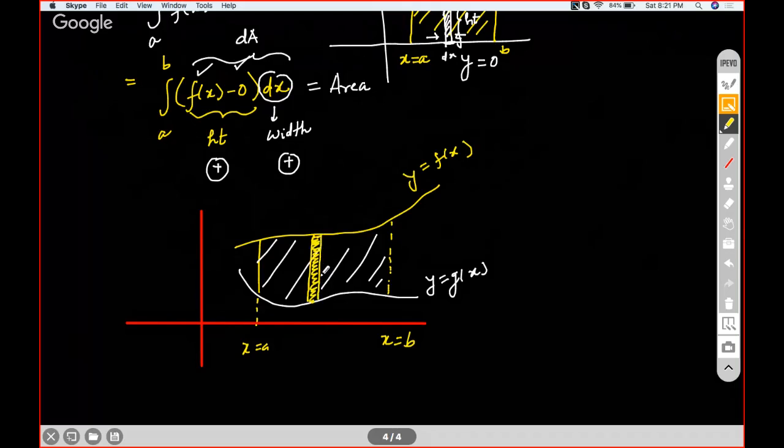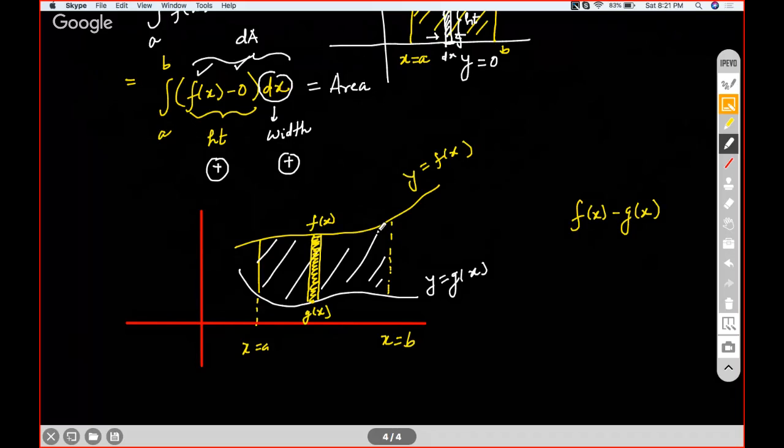What is the height of the strip? The height of the strip is the difference of the y coordinates at the head and the foot of the strip. So f of x minus g of x. Now, how would I know whether f of x is greater or g of x is greater? For that, you need to know their graphs very well. And hence, the function chapter was for you to know the graphs of these functions very well.